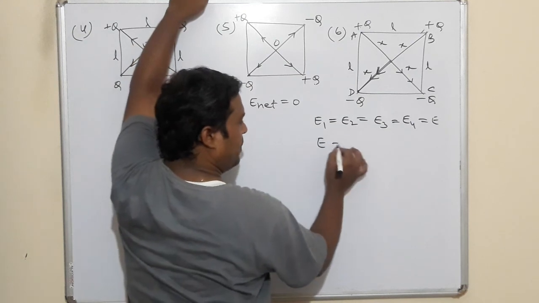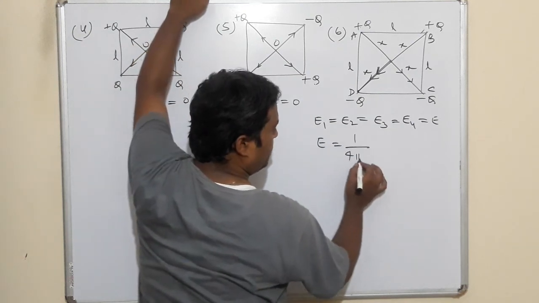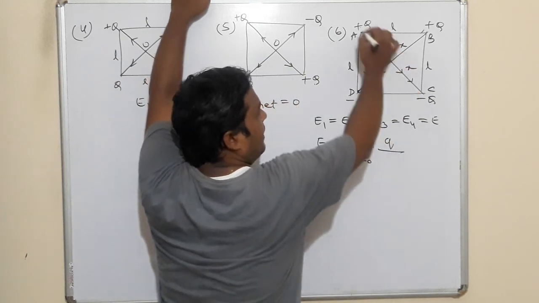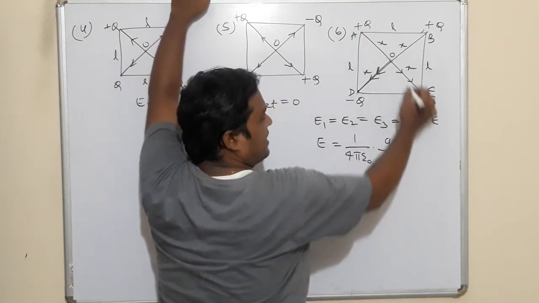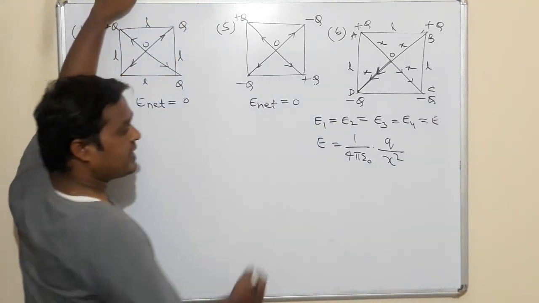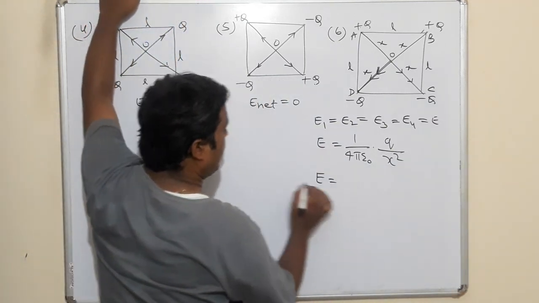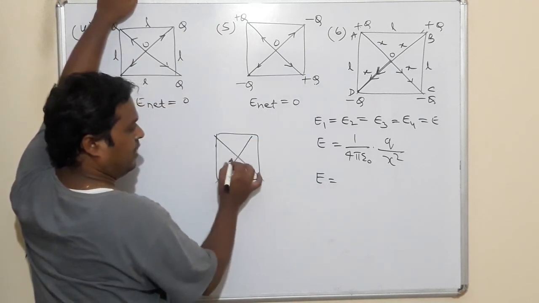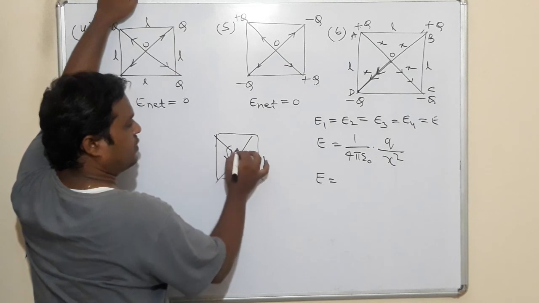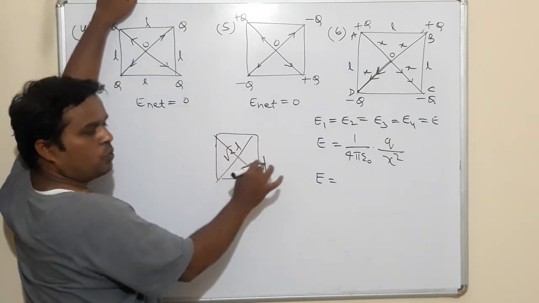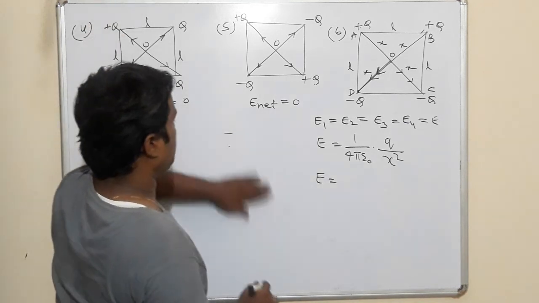All are equal in magnitude, and each will be equal to 1 by 4 pi epsilon naught, Q divided by, not L, this is the distance from point to charge, this is x square. Then what is x? In the square, I told you what is x. If this is L, this is L, then this will be root 2 L. I want half of this, root 2 L by 2. Then it will be L by root 2.